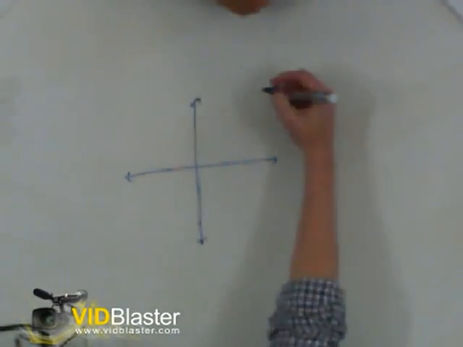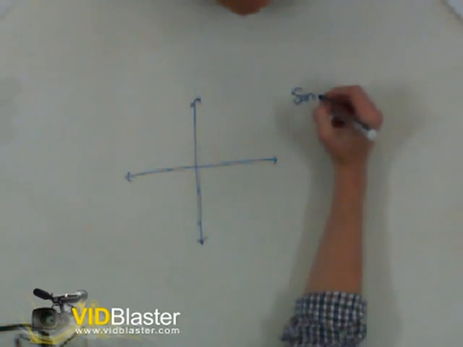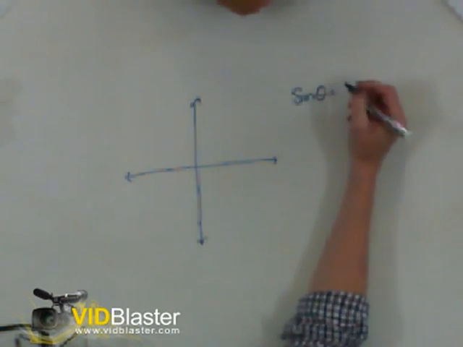Okay, with revising the CAST diagram, are you just revising what's positive where? Yes. So what I would do is I would draw a CAST diagram, a Cartesian plane, and then get learners to say, well, sine of theta is bigger.